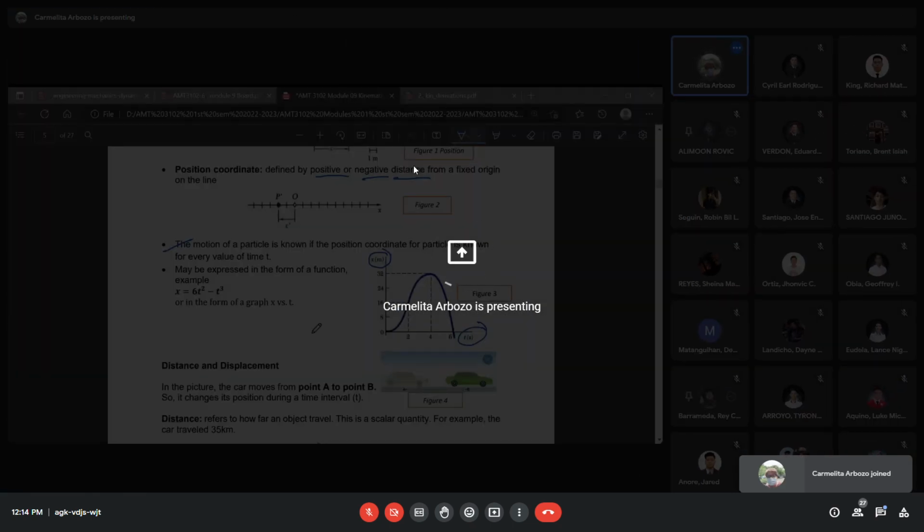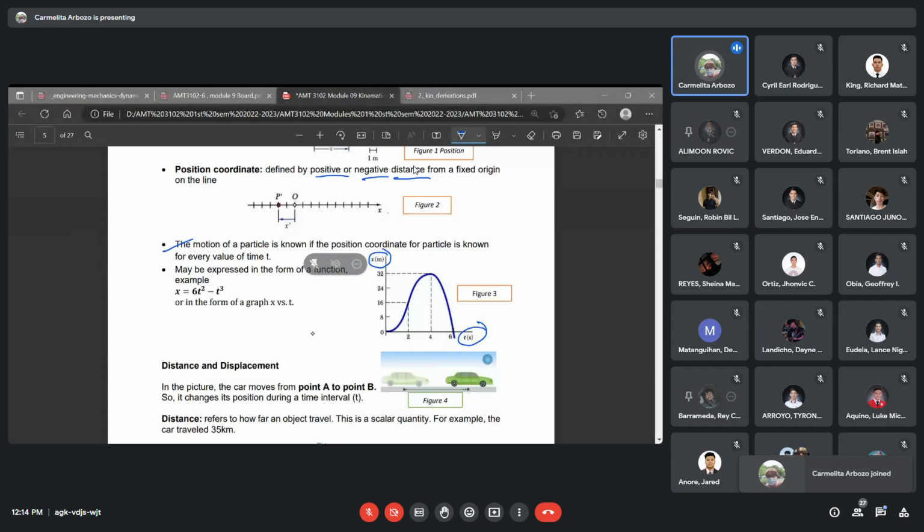Okay, so if the time is 2 seconds, for example, andito yung graph niya, no? So, let's say 6 times 2 squared minus 2 cubed, no? So, you have 24 minus 8... 24 minus 24.